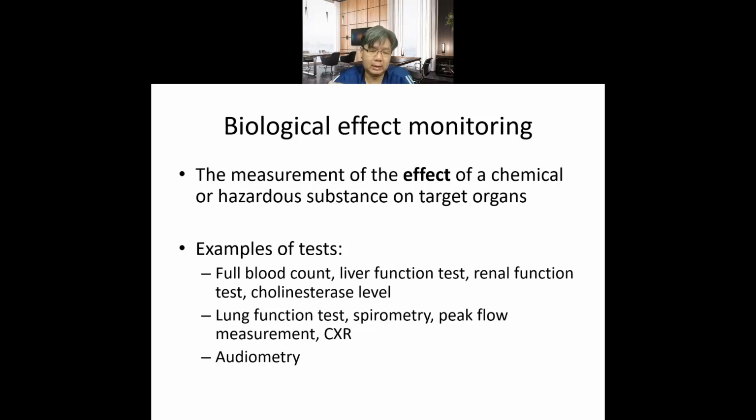Another example is organophosphate, which is a type of pesticide. Organophosphate typically attacks an enzyme in our body. It decreases the serum cholinesterase level. So these are examples of the biological effect monitoring tests that we do.